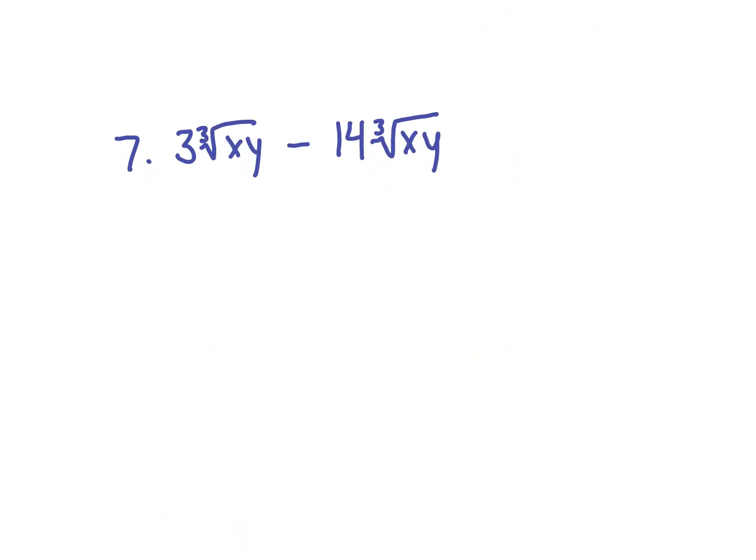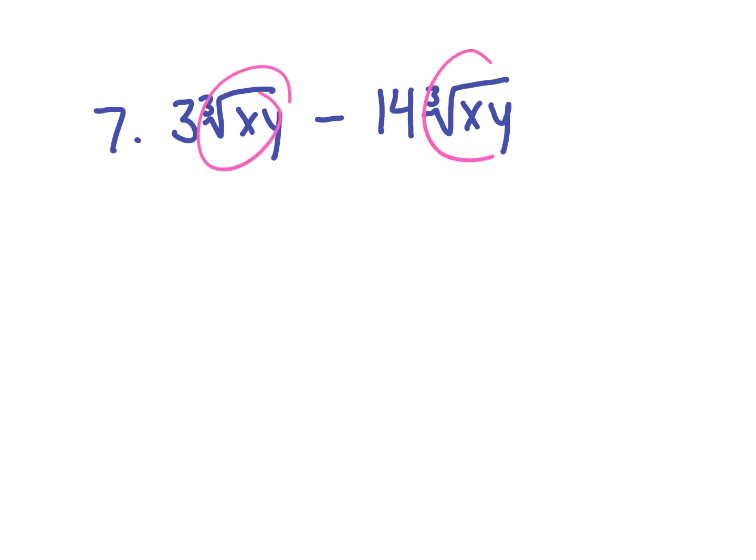Yeah, 7, since they're the same variable part, you would just subtract. So 3 minus 14 would be negative 11 times the cubed root of xy.